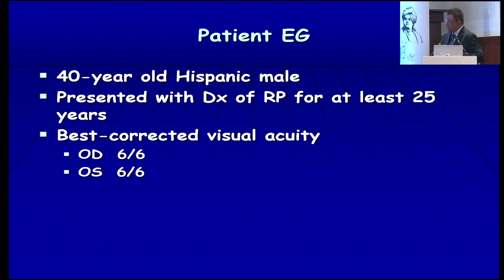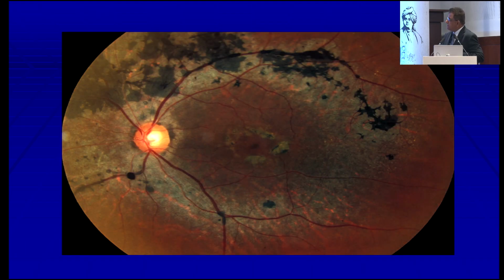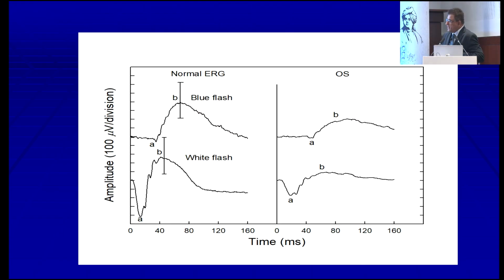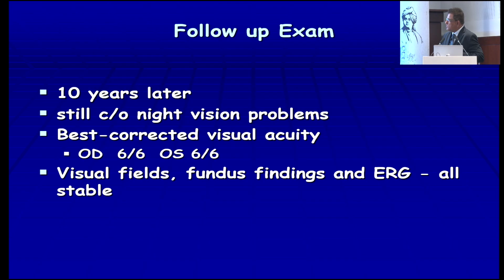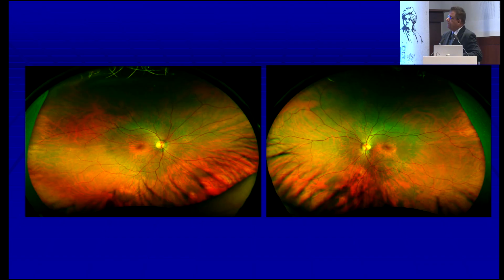Another 40-year-old patient with retinitis pigmentosa, good vision, and these were the findings. When you look at this, a lot of pigmentary change, mainly along the vascular arcades, and a better ERG. So you establish a better prognosis in this patient. Actually, 10 years later, the ERG was looking pretty similar, and the fields were looking similar. So it helped to establish the prognosis in this disease and to counsel the patient accordingly.